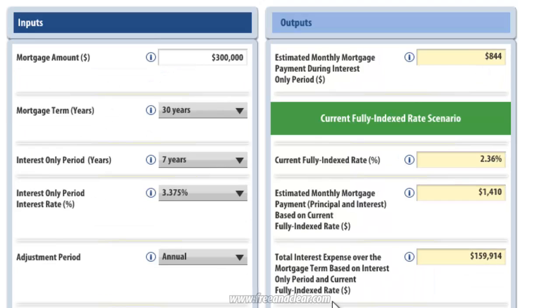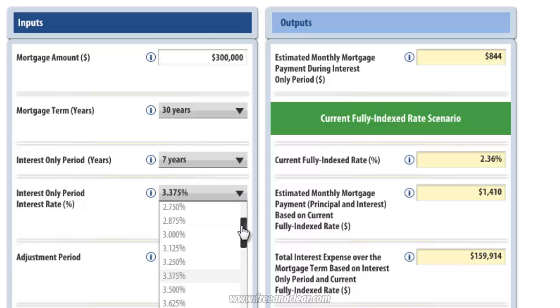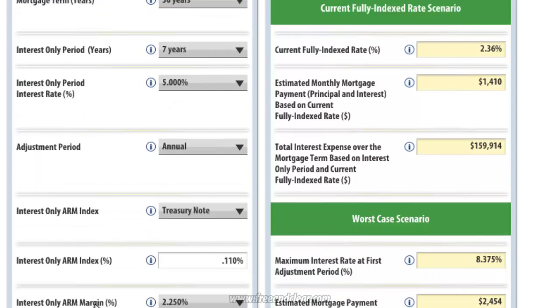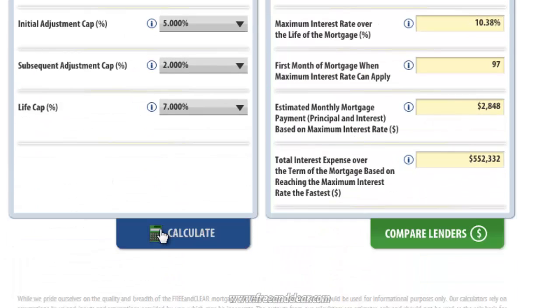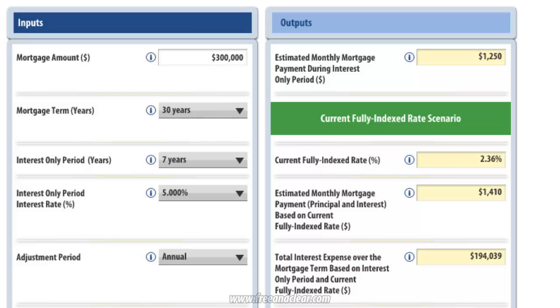It's important to highlight that you can change the calculator inputs without having to refresh the page. So if I change our interest-only interest rate from 3.375 to 5% and click the calculate button, our outputs update automatically without having to refresh the page.